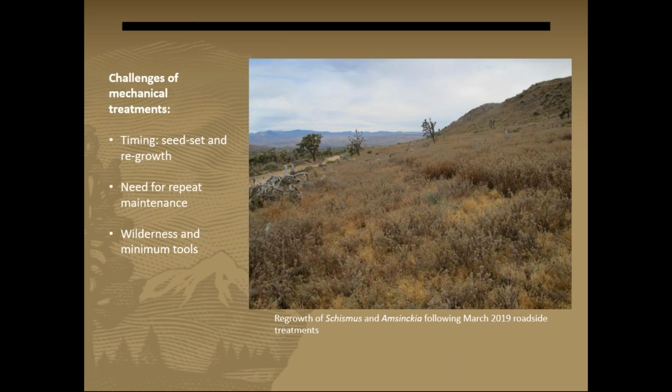So there's this need for repeat maintenance, and we had another contract crew go out later in the summer and redo these fuel breaks. Another challenge is that this work is done with power tools, with string trimmers and chainsaws. And most of our Joshua tree refugia are in wilderness, and how do we do this work in a wilderness setting?